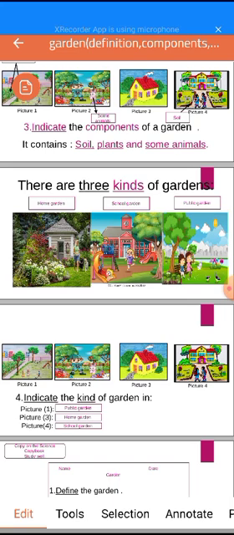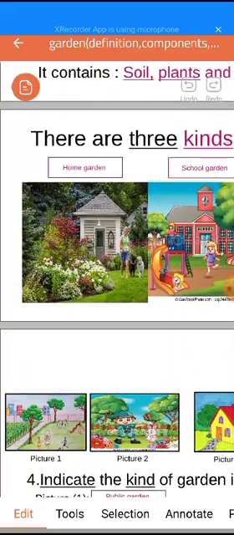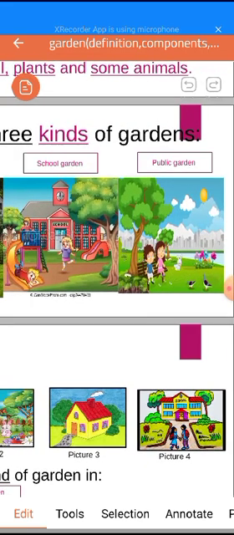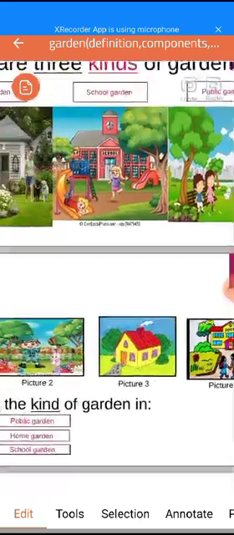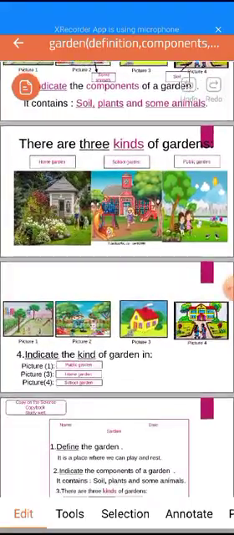Now, there are 3 kinds of gardens: home garden, school garden, and public garden.